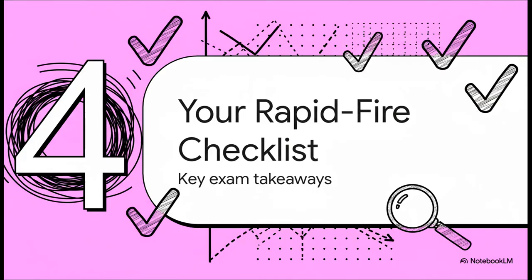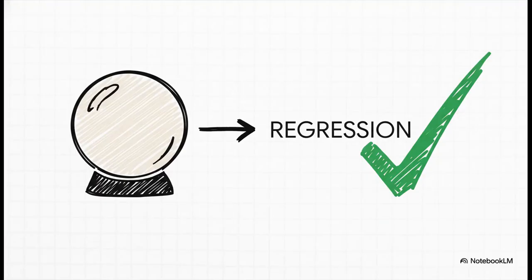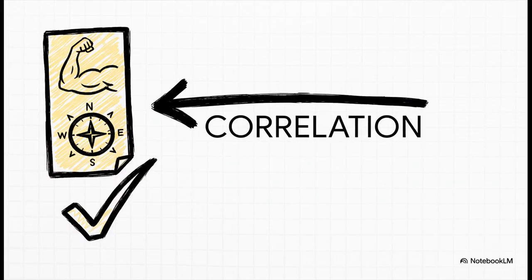Okay, time to put it all together. Here is your rapid-fire checklist to run through during the exam. This is exactly how you'll diagnose any question they can possibly throw at you. First up, if the question asks you to predict, or forecast, or estimate, your immediate thought should be regression. Next, if the question is asking about the relationship strength or the direction of a trend, that is your signal for correlation.